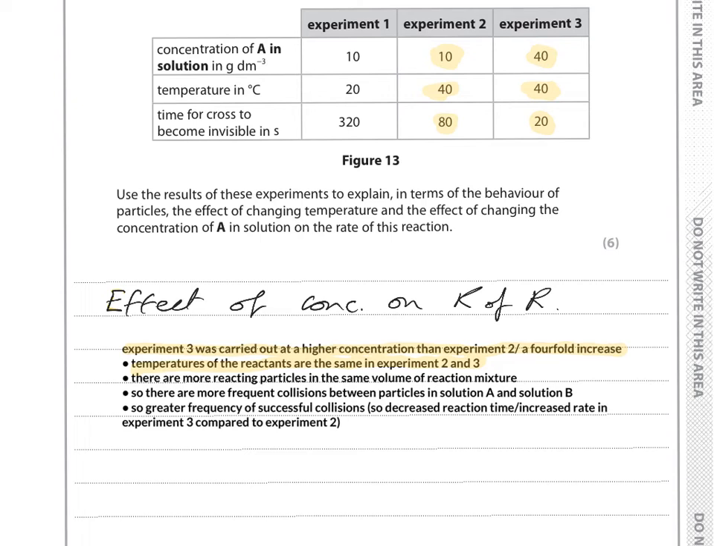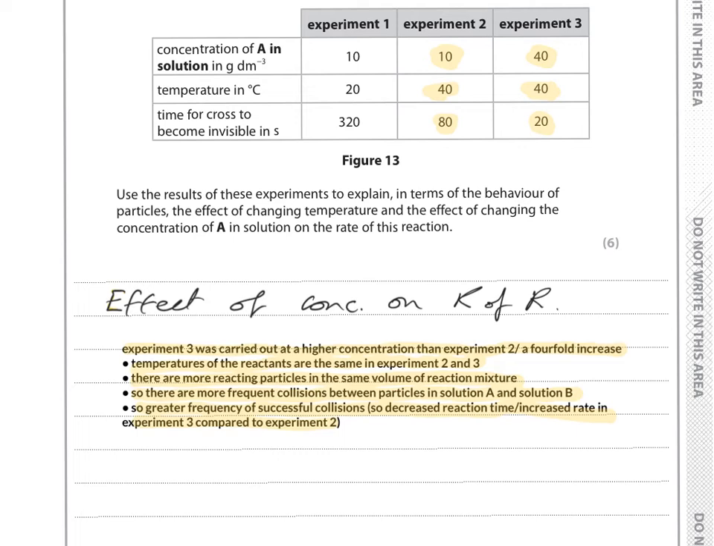Now, the reason for that is that as you increase the concentration, you get more particles in the same volume, therefore you're going to get more frequent collisions. It's just a single effect, more frequent collisions, so therefore you're going to have a greater number of collisions with energy greater than the activation energy, more frequent successful collisions, therefore you're going to have an increased rate of reaction.